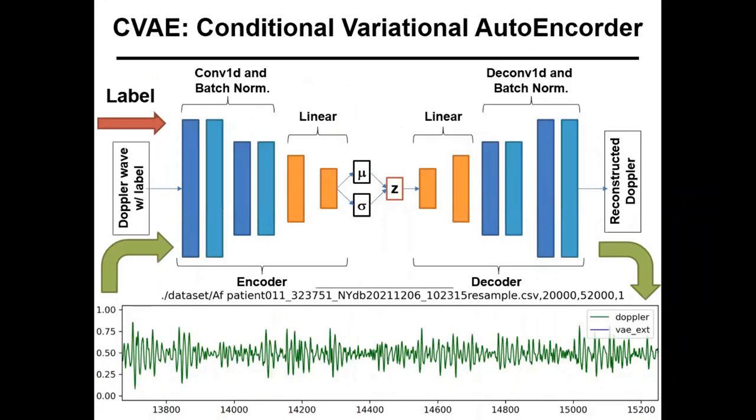In this work, we used CVAE, conditional variational autoencoder. The original VAE compresses the input signal to the latent variable, and this network learns to reconstruct the input wave from the latent variable. In other words, this network compresses the input Doppler wave to the feature vector.